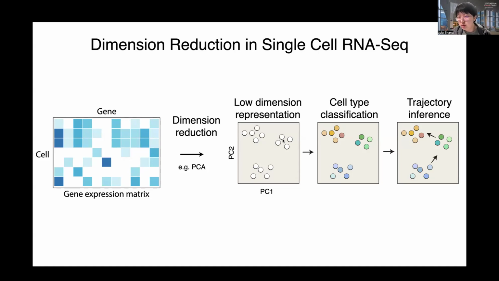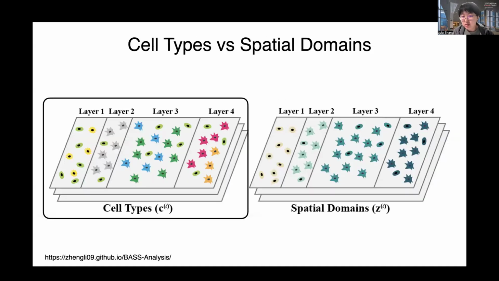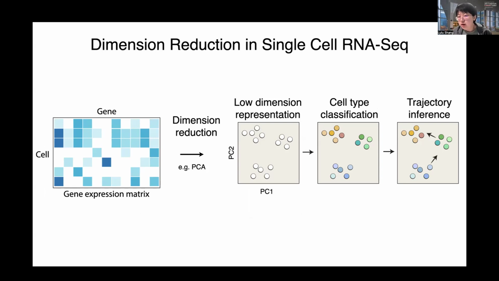And then you can do some downstream analysis, like clustering, to group the cells into different cell types. And then people can further do trajectory inference to order the cells from, for example, the stem cell to some neuron cell along the developmental trajectory. So these are the downstream tasks that people usually do in single cell RNA-seq. But in spatial, we have the spatial context. And here I'm trying to emphasize the difference between cell types and spatial domains. So in single cell RNA-seq, after you do the clustering, you will obtain the cell types.